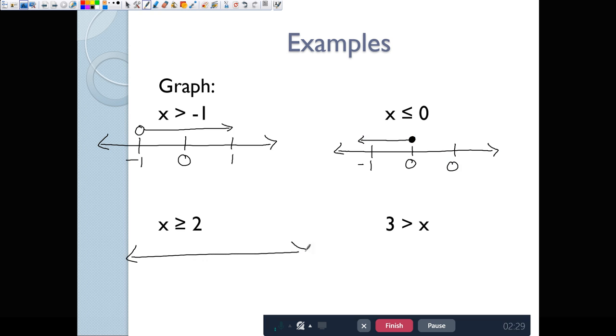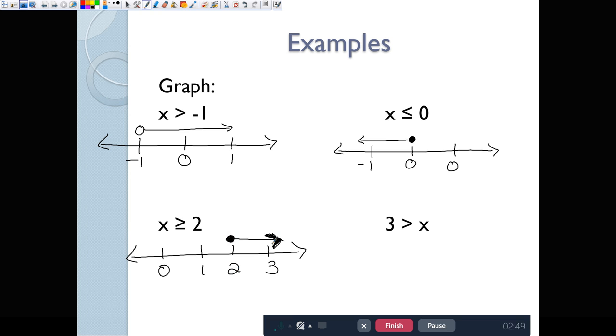Again, drawing my graph. I'm going to start 0 over here. 1, 2, 3. Open or closed? Closed. And it's greater than or equal to, so it's going to the right.